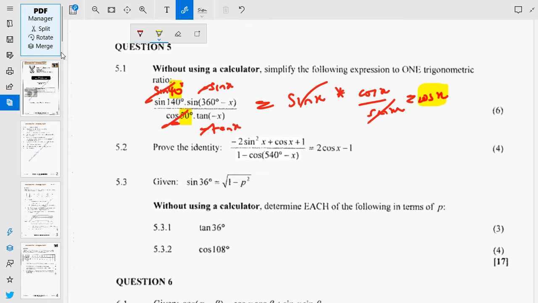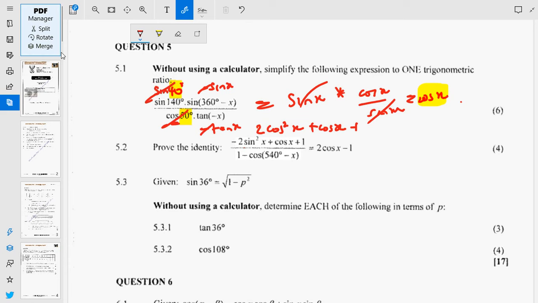5.2 asks us to prove an identity. Now, the first thing you're going to do here is to substitute, instead of sine squared x, 1 minus cos squared x. Okay, so you're going to have minus 2 into 1 minus cos squared x plus cos x plus 1. If you simplify that, you are going to have 2 cos squared x plus cos x minus 1.